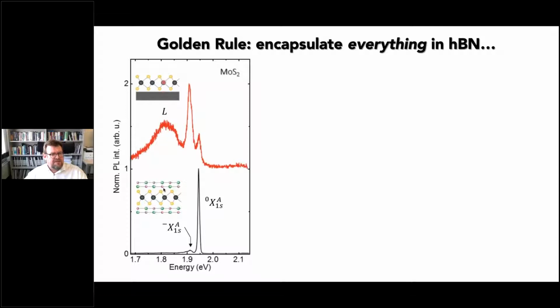If you take the same kind of crystal and, instead of putting it on silicon dioxide, you put it on boron nitride, you see the luminescence as you see here. Firstly, it's about 2 orders of magnitude brighter, so the quantum efficiency is much higher. You'll see that the line width here becomes extremely sharp, and therefore the quality of this material is much, much better. So this is why I say everything should be encapsulated in boron nitride.